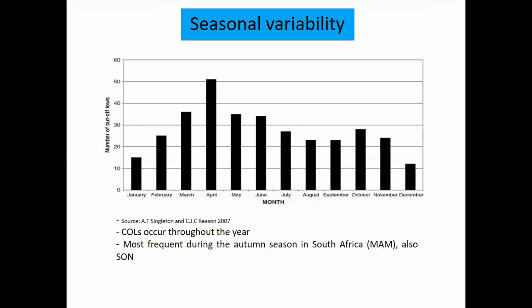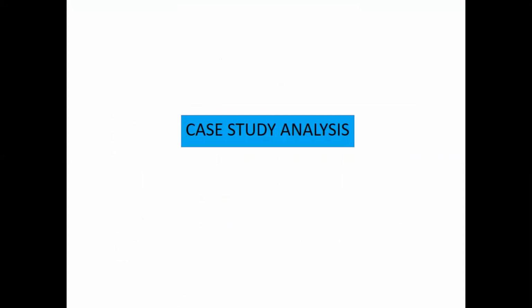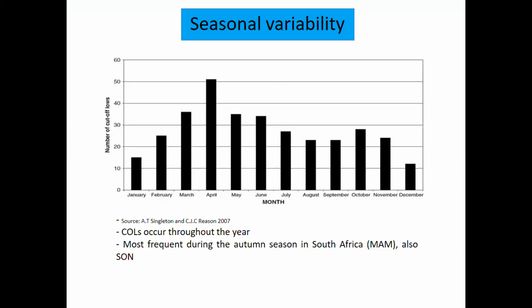As you can see, this is a figure which is cited from Singleton and Reason 2007. You can see that the peak of this weather system usually occurs around May. So they maximize around March, April, and May, which is the autumn season in South Africa. And they also tend to peak in September, October, November. So you can see that we agree that they occur throughout the year, but their peak is found in the autumn season during March, April, May. So now, we have understood the climatology, we have understood the patterns associated with cutoff lows.